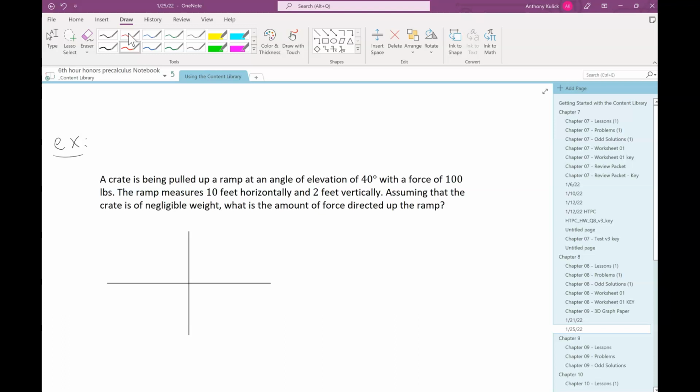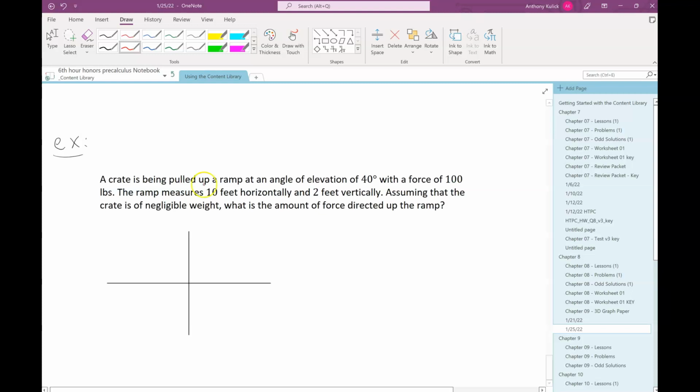I have a vector for the force on the crate, and then a vector for the ramp. And we're going to be projecting that crate vector onto the ramp to figure out how much of that pulling that we're doing to the crate is actually going up the ramp, basically. Is that okay?